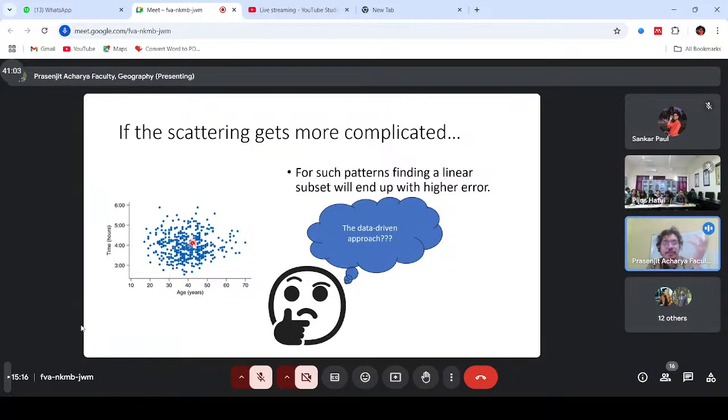So we are nowhere. We cannot find any appropriate or adequate solution if I end up with such clustering, where fitting a linear function is pretty much difficult. Then we're going to think about the data-driven approach, and the data-driven approach is the core idea of machine learning, right? Now I'm going to move from these simple regressions to the gateway, to the doorstep of machine learning.